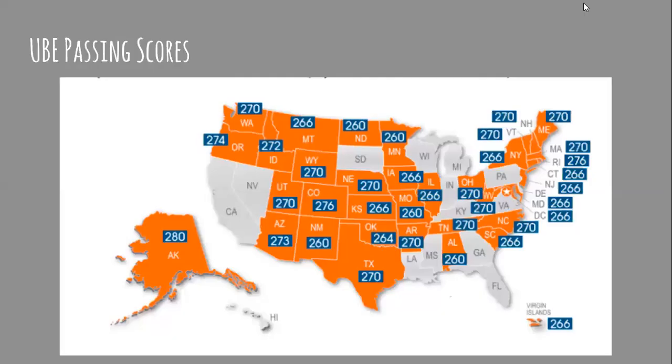And this graphic just shows you what the pass scores are for each jurisdiction. And there's a pretty wide range. So depending on where you're looking, if you're thinking about trying to be licensed in multiple jurisdictions, you'd want to be familiar with the pass score.